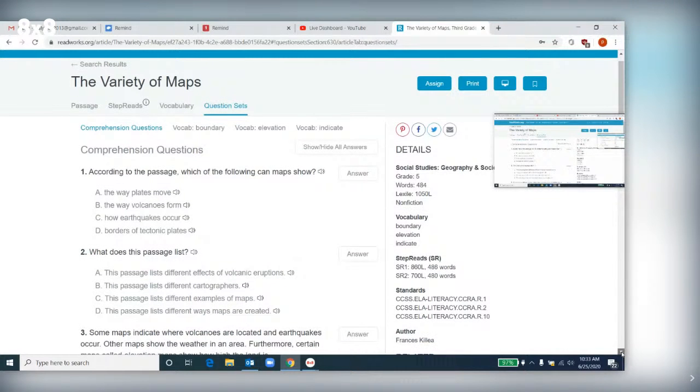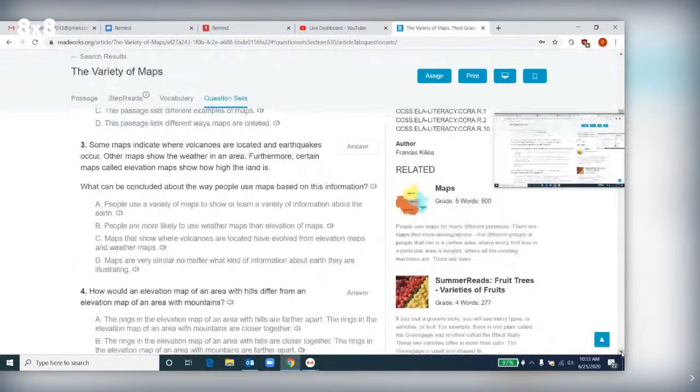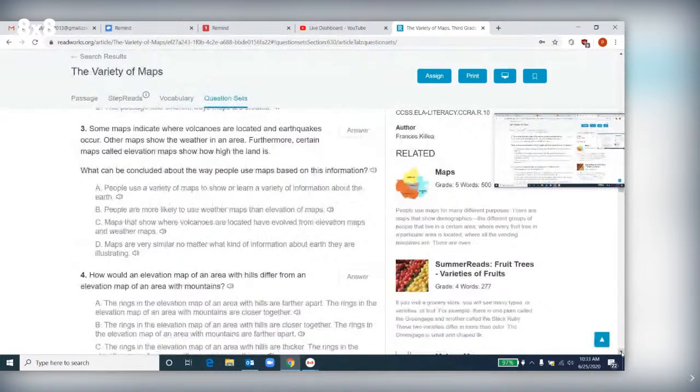Okay. Number 3. It says some maps indicate where volcanoes are located and earthquakes occur. Other maps show weather in the air. Furthermore, certain maps called elevation maps show how high the land is. What can be concluded about the way people use maps based on this information? So that's saying maps are used in 3 different ways. A, people use a variety of maps to show or learn a variety of information about the Earth. That sounds like a reasonable answer.